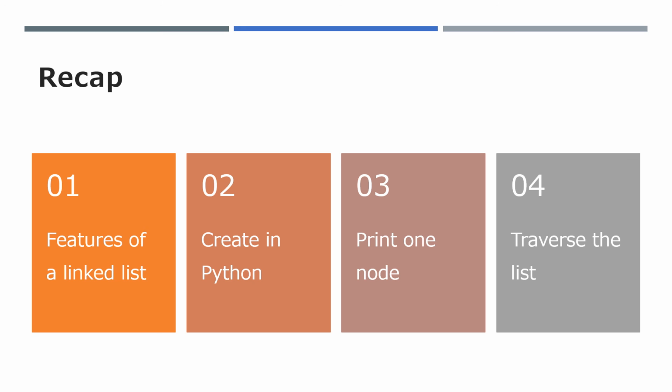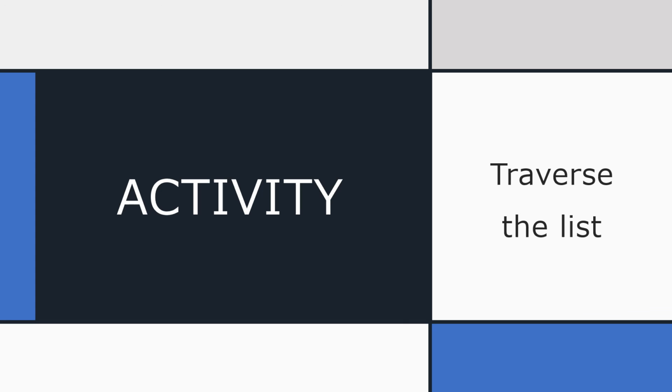So in this lesson, we've looked again at the features of a linked list, which is a group of nodes. We've created a linked list in Python out of sublists. We've added code to print a single node at the header of the list. And then we've put that code inside a while loop so that we can traverse the entire list. So I'm leaving you with the activity of writing a program in Python to traverse a linked list.